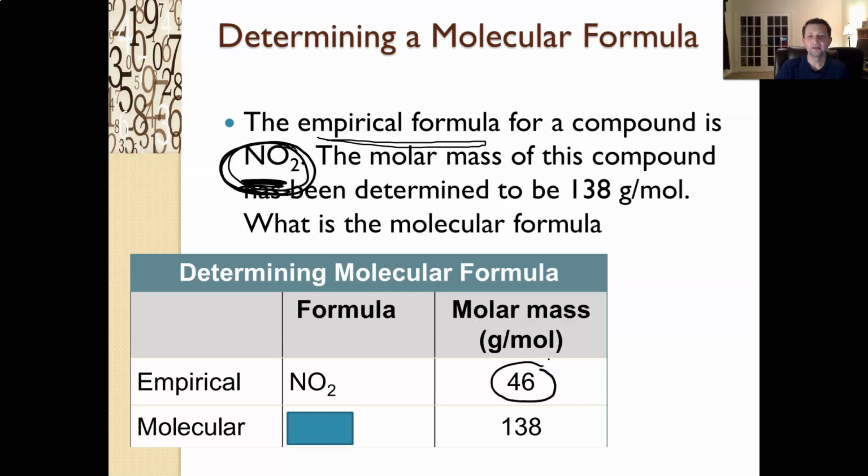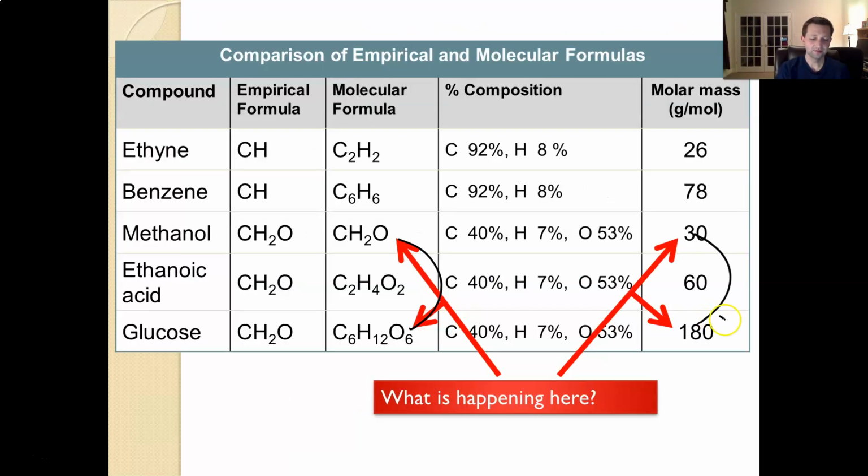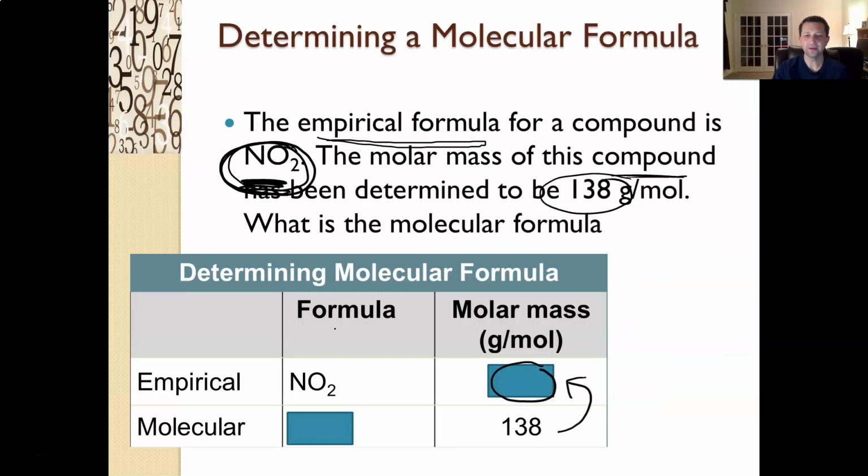It tells me that the compound actually has a molar mass of 138. What you want to do is compare 138 to 46 and see what the multiple is going to be, just like we did here. Glucose has a molar mass of 180. Methanol has a molar mass of 30. It's a difference of a multiple of 6. So if the molar mass gets multiplied by 6, the empirical formula gets multiplied by 6 to give you your molecular formula. All right?